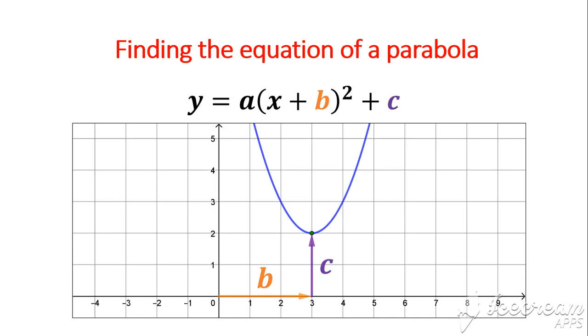C is the value of moving the graph up and down. Now in this example, I've moved it up 2 squares, so it's going to be plus 2. I don't do opposite for c, I only do opposite for b inside the brackets.